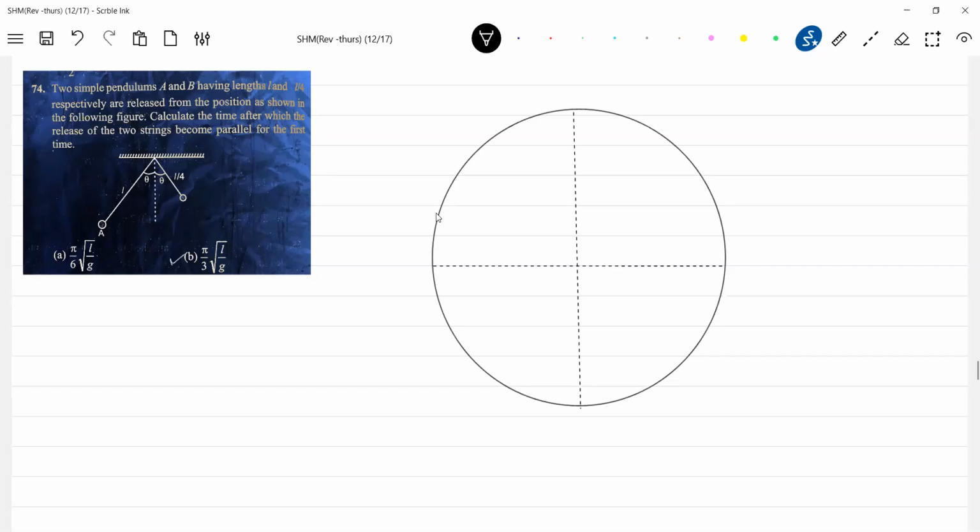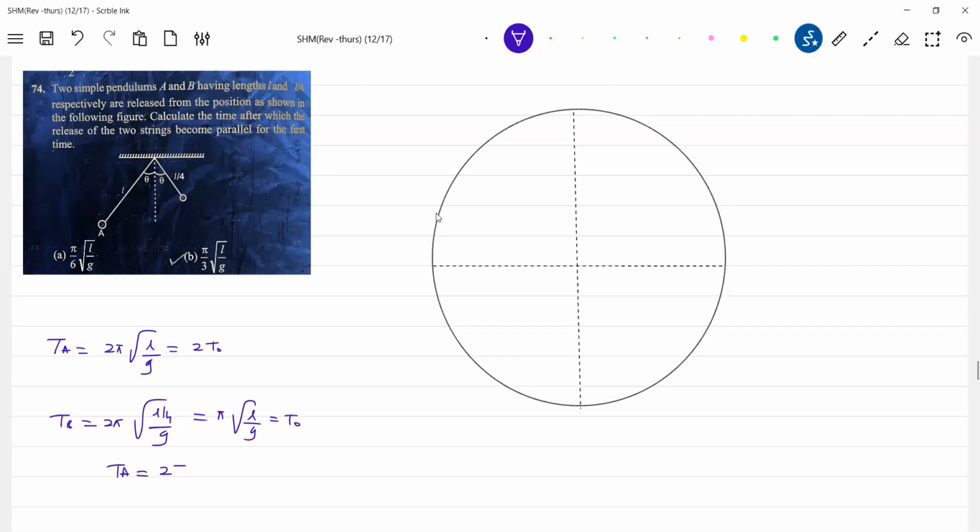Initially, what is the time period? First, we'll get the time period. Time period of A will be... let me take this time period as T naught. So this will be 2T naught. So time period of A will be 2 times the time period of B.